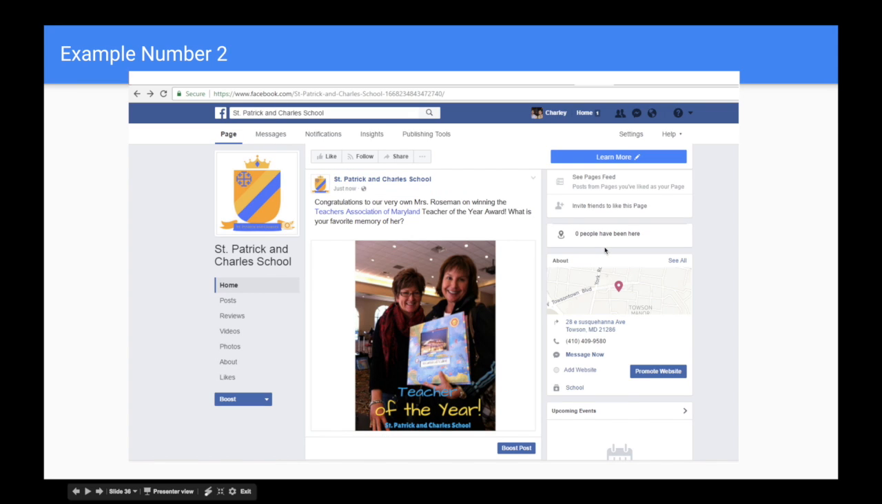What we really like about this post is that we're tagging the organization that handed out the award so that they can share it on their social media page as well. So if they have followers, now you can start to dip into their followers as well and gain awareness that way. You're also engaging your current community by saying, what's your favorite memory of her? So you're trying to get likes and comments and have people engage with your social media. Remember, the goal is to build a community, so always be focused on that.